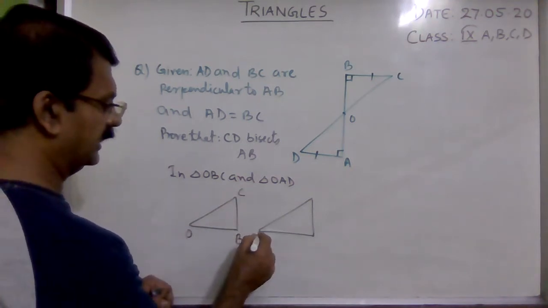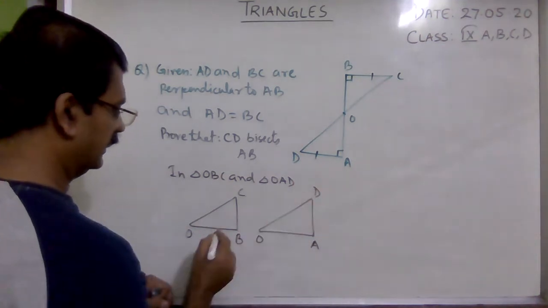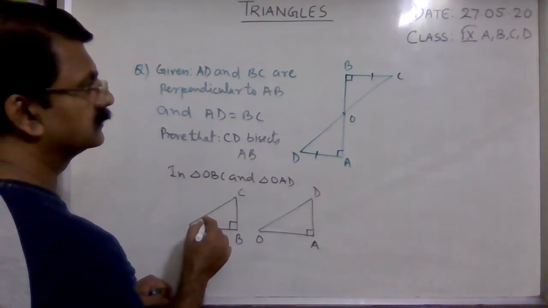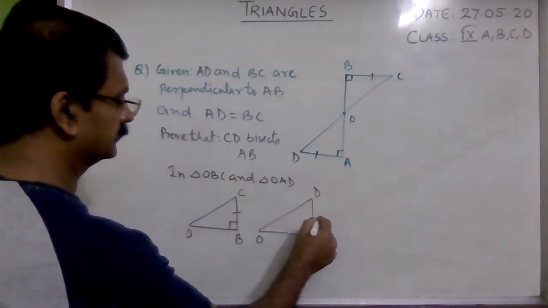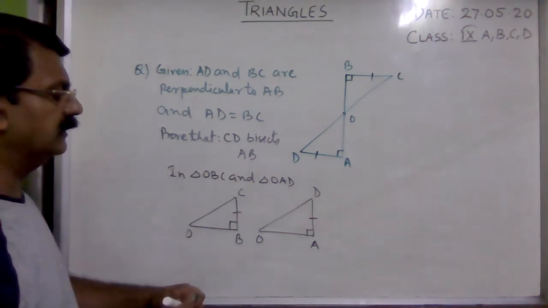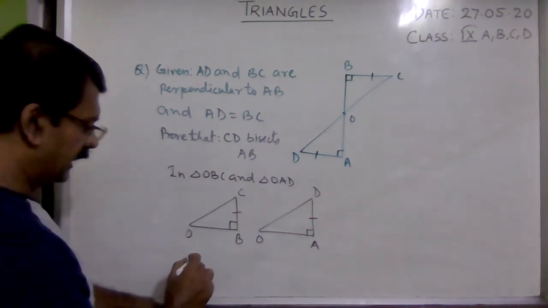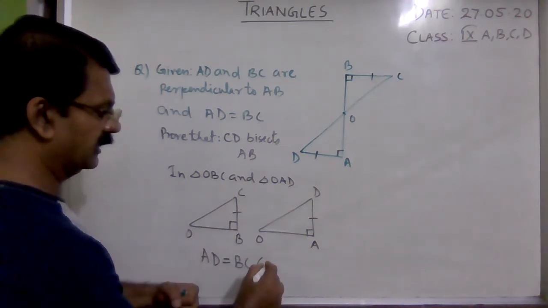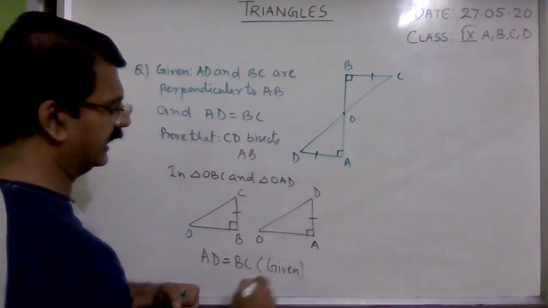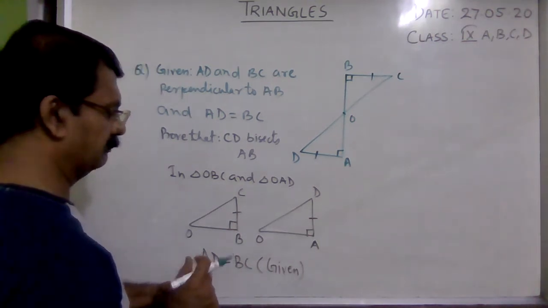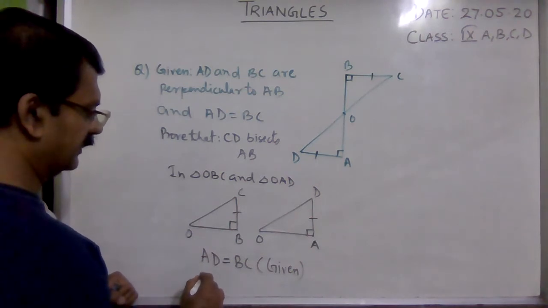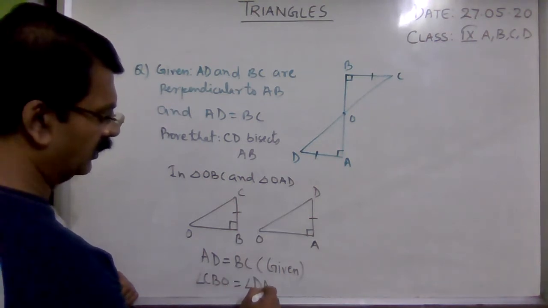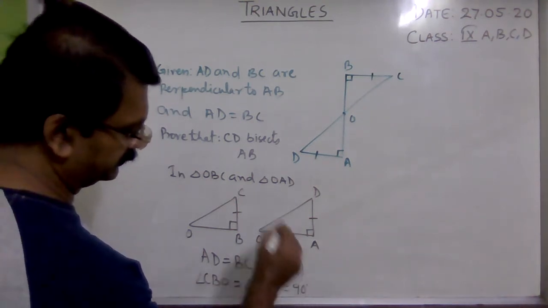OBC and OAD. Okay. Now you see in these two triangles, AD is equal to BC. The reason is that it is given that AD is equal to BC. Then angle CBO is equal to angle DAO is equal to 90 degrees.